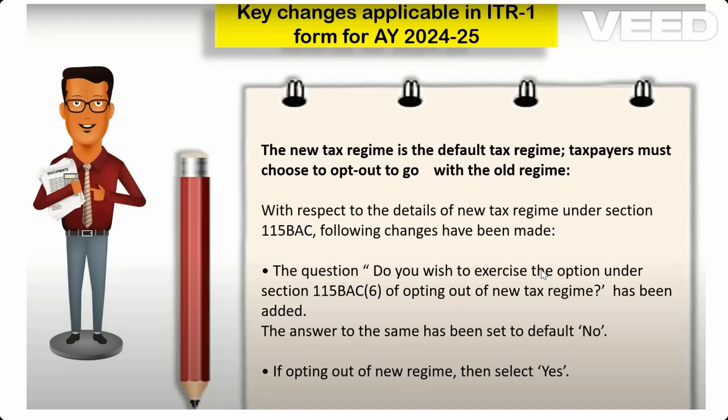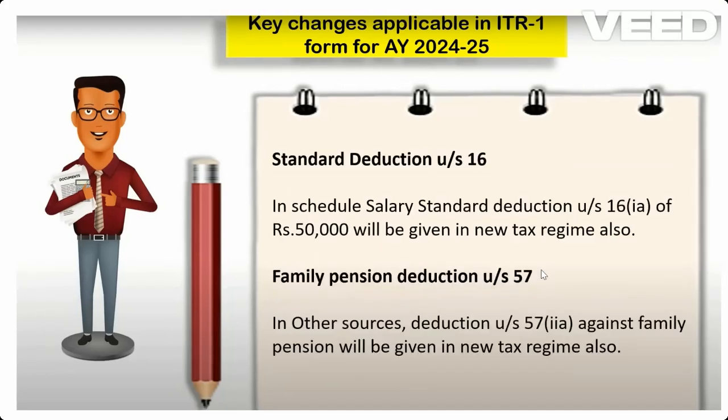With respect to the details of the new tax regime under section 115BAC, the following changes have been made. There will be a question: do you wish to exercise the option under section 115BAC(6) for opting out of the new tax regime? The default answer is no. If you are opting out of the new regime and going for the old regime, you need to select yes there.